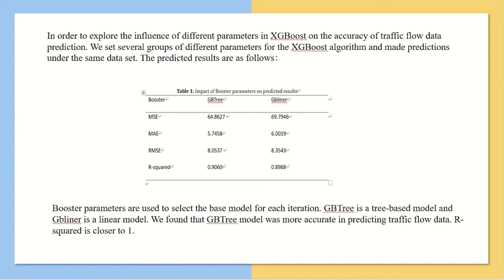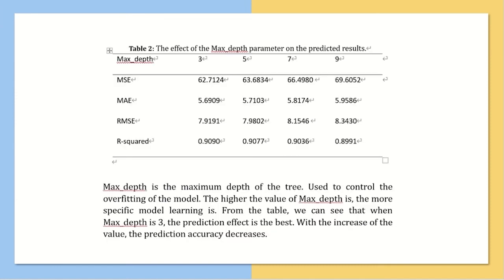Booster parameters were used to select the base model for each iteration. GBtree is the tree basic model, and GBlinear is the linear model. We found the GBtree model was more accurate in predicting traffic flow data. R-squared is close to 1.